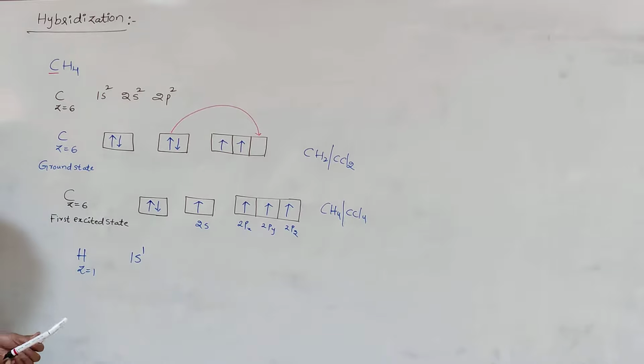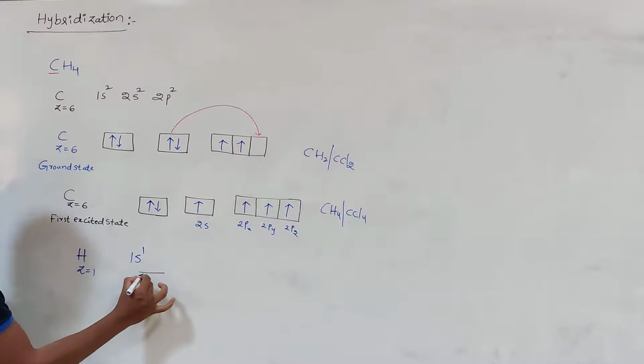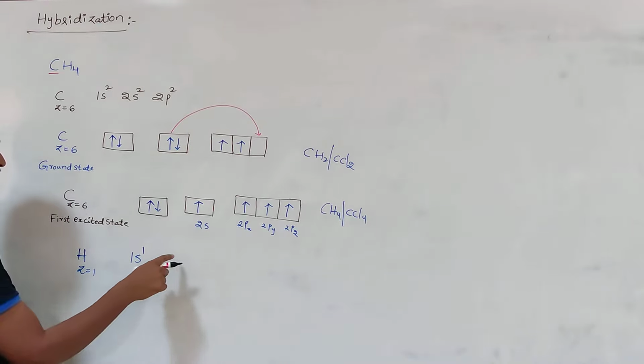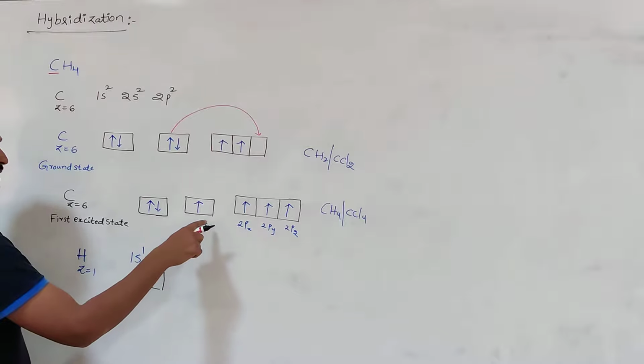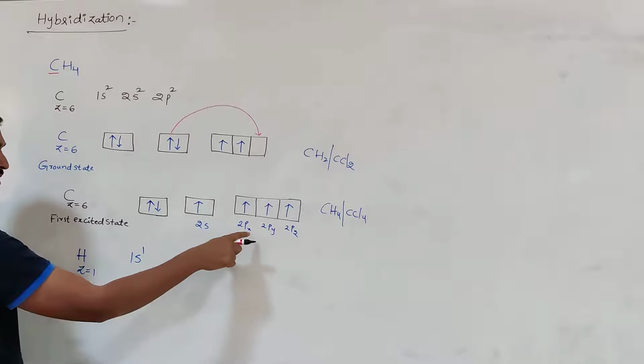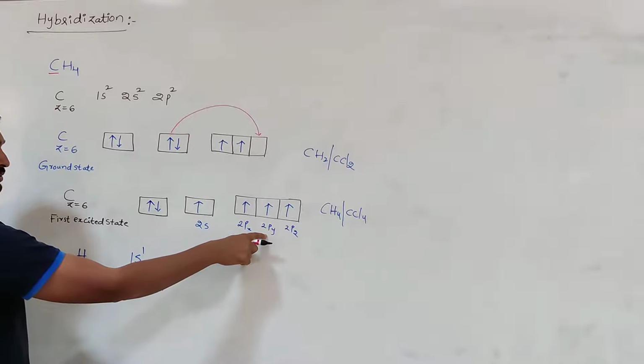So the 1s orbitals are overlapped with the 4 orbitals. Here 4 hydrogens are there, so 4 1s orbitals are there. One 1s orbital is overlapped with the 2s, another 1s orbital is overlapped with 2px, and the third 1s orbital is overlapped with 2py.